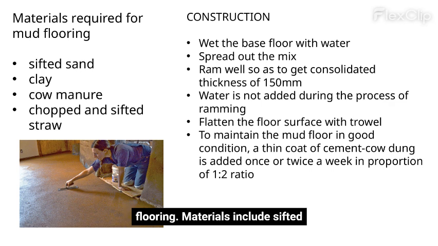Materials include sifted sand, clay, cow manure, and chopped straw. Construction involves wetting the base floor, spreading the mix, ramming it to a 150 mm thickness, flattening the surface with a trowel, and occasionally adding a cement cow dung coat for maintenance.